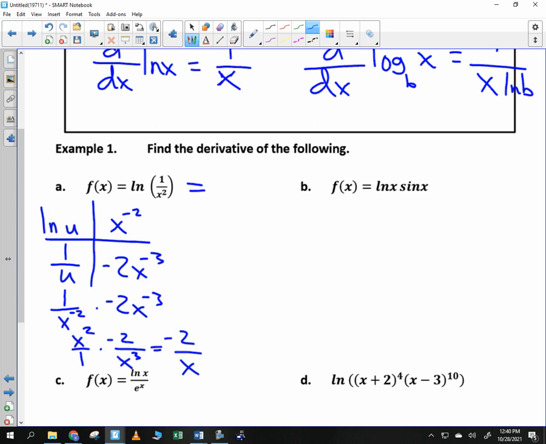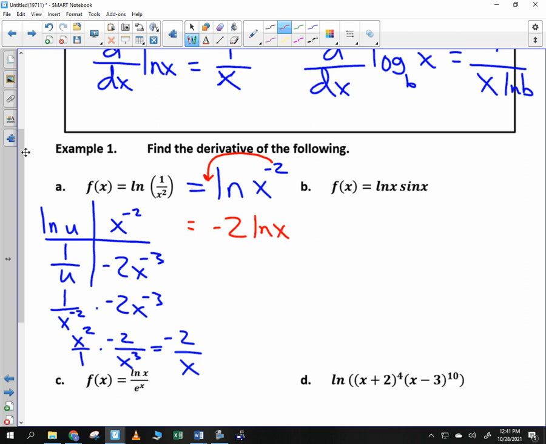The natural log of 1 over x squared, I'm going to write as the natural log of x to the negative 2. Everybody okay with that? What did we learn you could do yesterday? We learned when you have the logarithm of something to a power, you can just take that power and dump it out front. So this becomes negative 2 natural log of x.